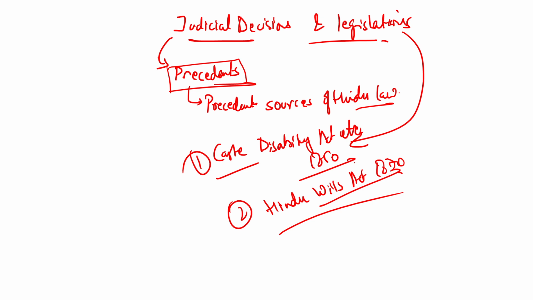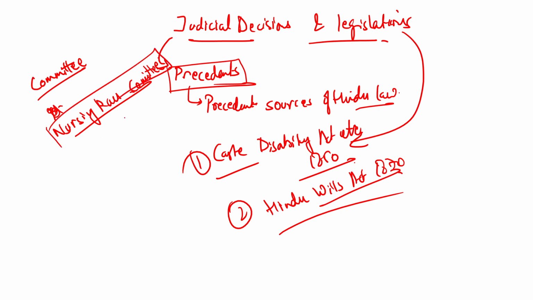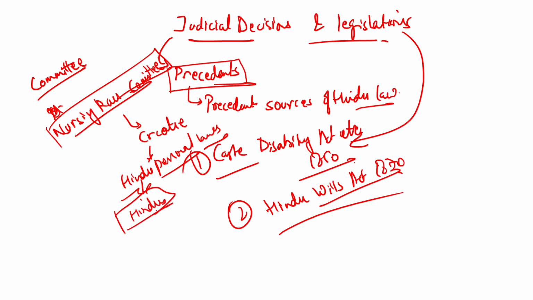In order to remove these sorts of conflicts, there was a committee formulated, and that committee is known as the Narsingh Rao Committee, which was given the duty to create Hindu personal laws so that these laws would be made applicable to the Hindus, and they would be governed through these legislations only, and not through any other customs or ancient laws or ancient sources, because there were lots of conflicting opinions in the same source that we used to understand.